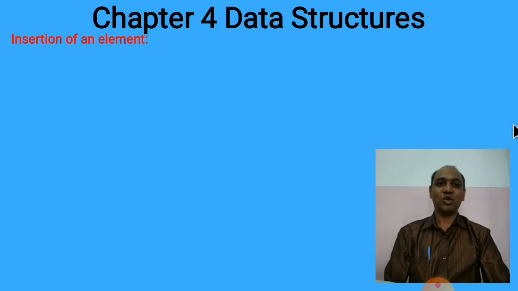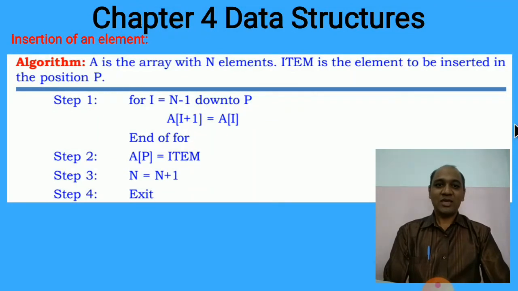Now let us move on to the algorithm. A is the array with the n elements. Item is the element to be inserted in the position P. Step 1 is what? For I is equal to n minus 1 down to P. Means we are moving from backward because we want to shift the elements from the particular position to the higher order elements. Next you can see here A of I plus 1 is equal to A of I.